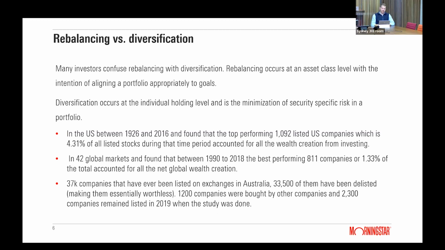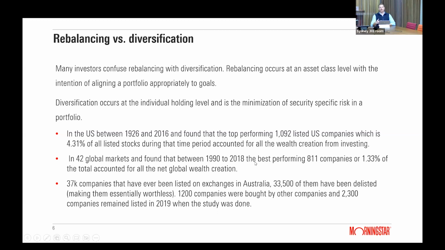And then there's this interesting article in First Links that was looking at Australia and went back and looked at how many companies have ever been listed on Australian exchanges. This is back in 2019. So 37,000 companies have ever been listed on an Australian exchange, and there were a bunch of them before things got really consolidated within the ASX. And of that 37,000 companies, 33,500 of them were delisted.